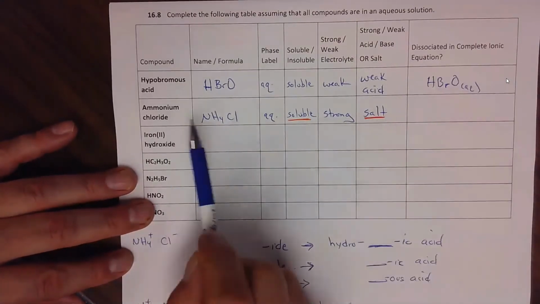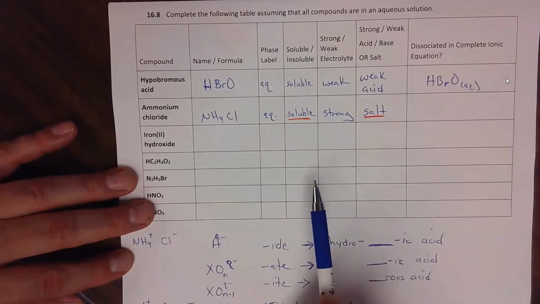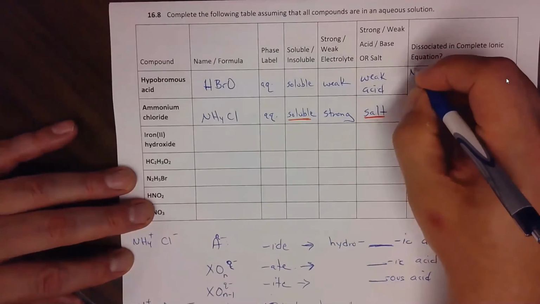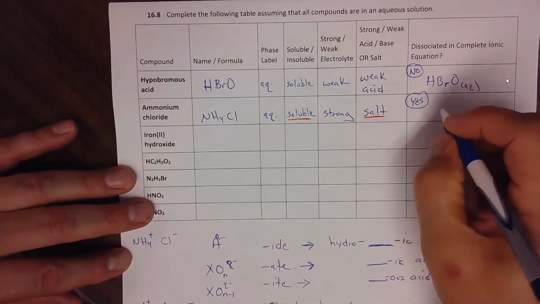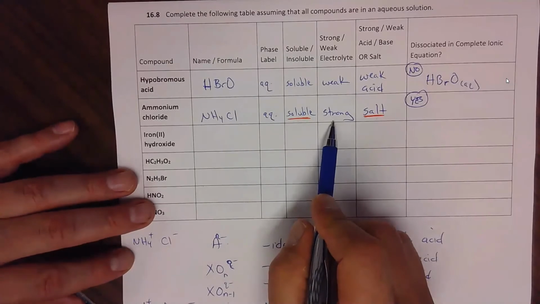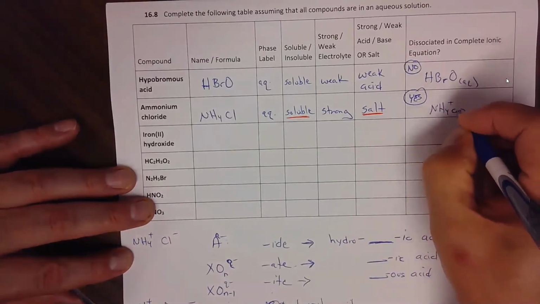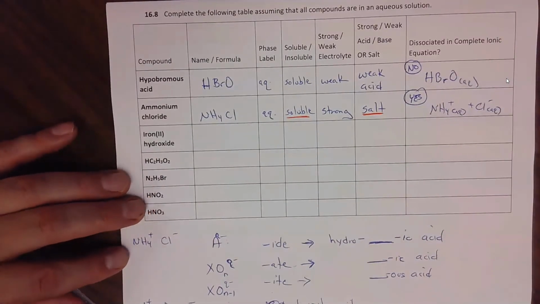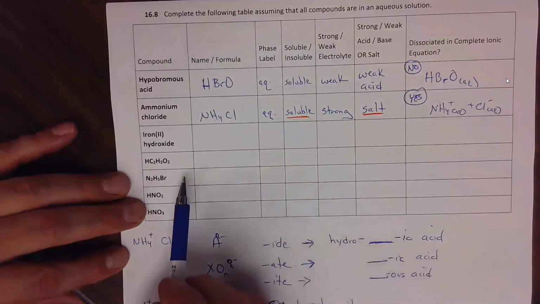So how am I going to write ammonium chloride, going from the molecular equation where it would look like this with the phase label aq to the complete ionic equation? Will it dissociate? Yes. So it'll be NH4 plus Cl minus. Exactly, because strong electrolytes dissociate. So this is going to be NH4 plus aqueous plus Cl minus aqueous. Okay? Again, if you have questions, let me know. Okay, let's try the next one.